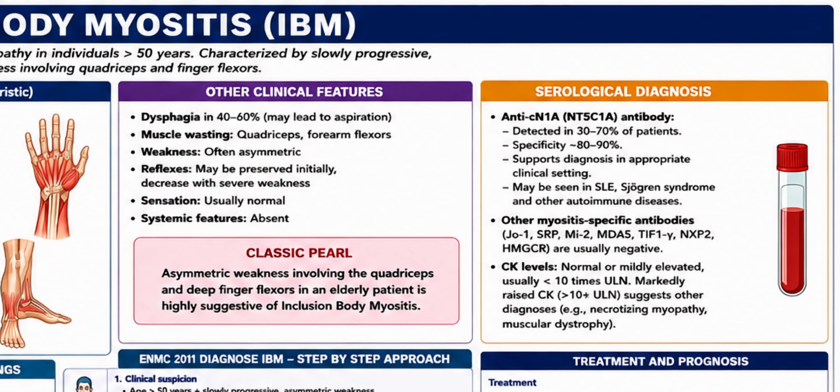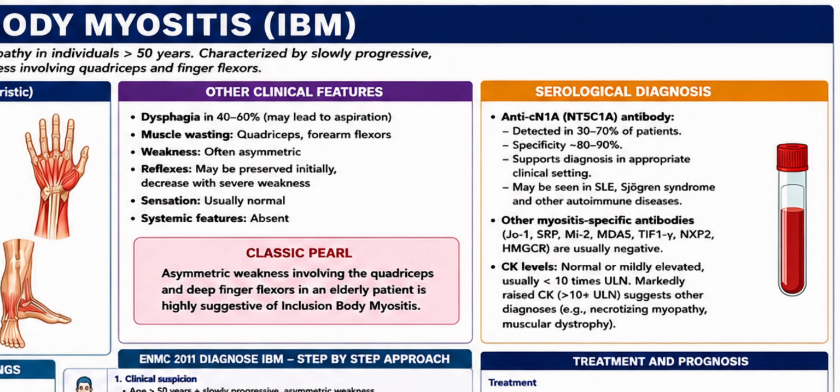Markedly elevated CK levels above this range should prompt consideration of alternative diagnoses, such as immune-mediated necrotizing myopathy or muscular dystrophy. Routine myositis-specific antibodies such as anti-Jo-1, anti-SRP, anti-Mi-2, anti-MDA5, anti-TIF1-gamma, anti-NXP2, and anti-HMGCR are usually negative in IBM. Their presence suggests an alternative inflammatory myopathy rather than IBM.